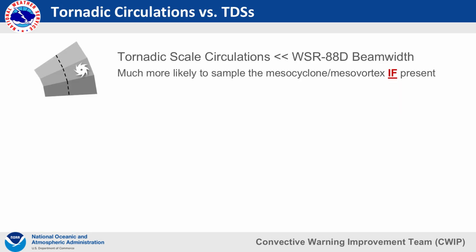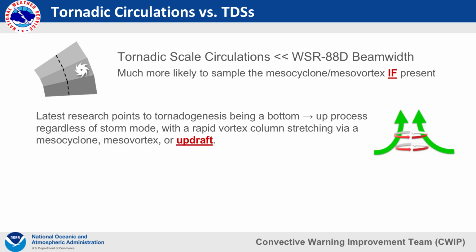So, remember when I mentioned how all studies needed a couplet to call a signature a TDS? The fact of the matter is we rarely sample a tornadic-scale circulation with the WSR-88D, simply owing to its beam width and the location of the radar network across the US. If we see a circulation, it is more often that we are sampling a mesocyclone or a mesovortex, if present.